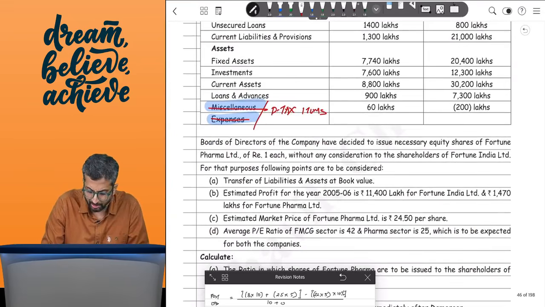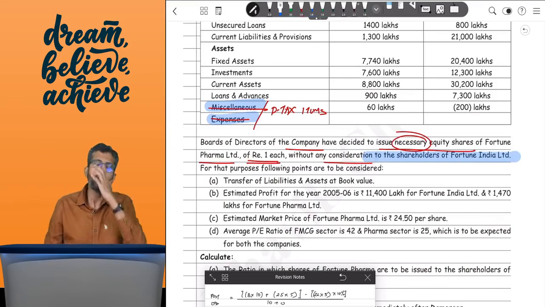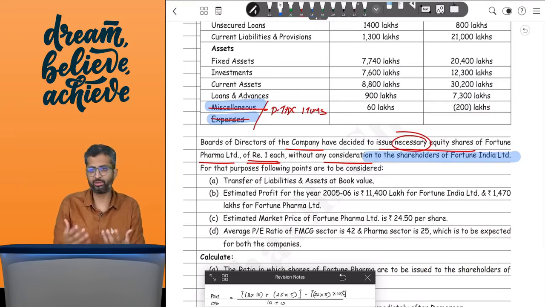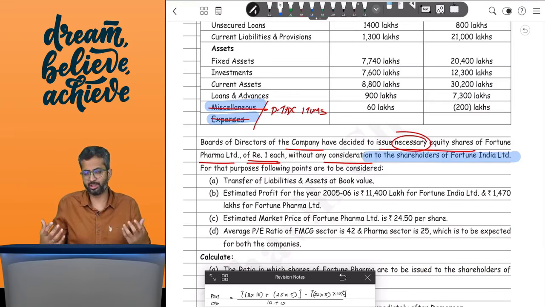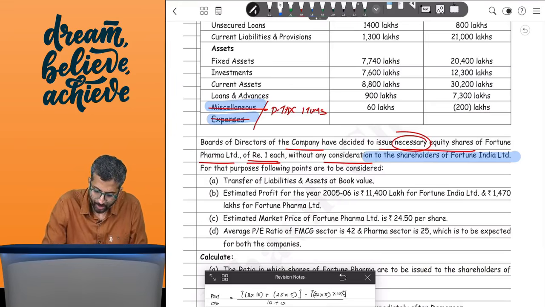Board of directors of the company have decided to issue necessary equity shares of Fortune India. Necessary, they don't tell you how many, of ₹1 each, without any consideration to the shareholders of Fortune India. Remember, Fortune India has given the division to Fortune Pharma. We are not giving consideration to Fortune India, we are giving it to the shareholders of Fortune India, who are different. These shareholders did not give me anything, but I am still giving them shares because Fortune India gave me the division.